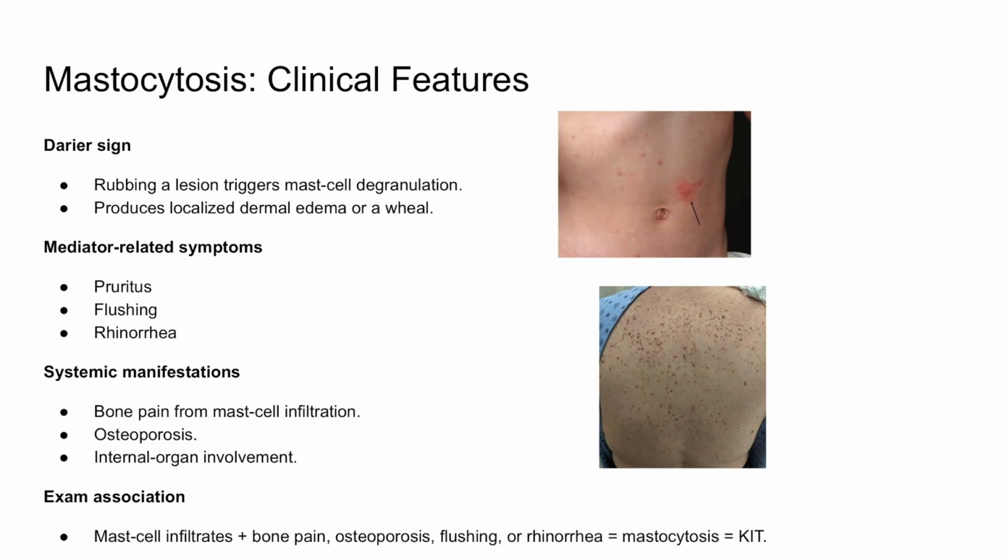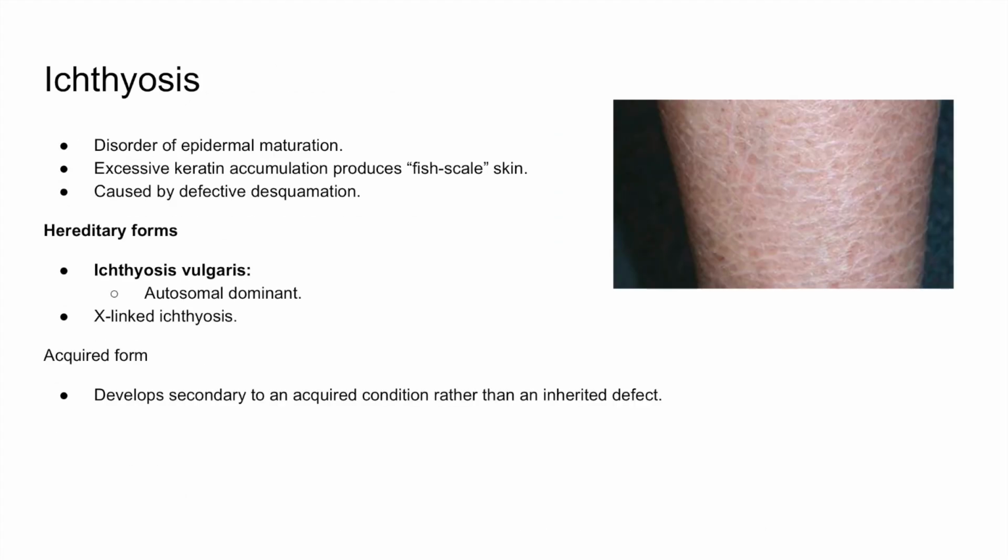All right, so ichthyosis describes disorders of keratinization that produce dry, thickened, fish scale-like skin because normal shedding of the stratum corneum is impaired. The most common inherited form is ichthyosis vulgaris, usually caused by a loss-of-function mutation in filaggrin, or FLG, and inherited in the autosomal dominant pattern. It commonly affects the extensor surfaces while sparing the flexors.